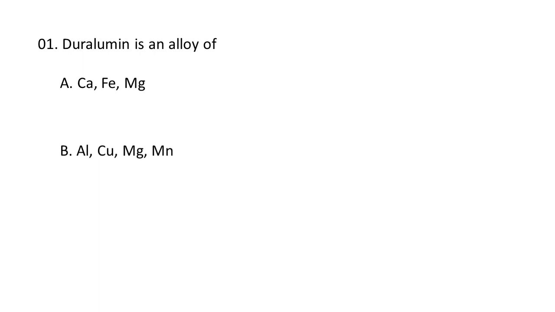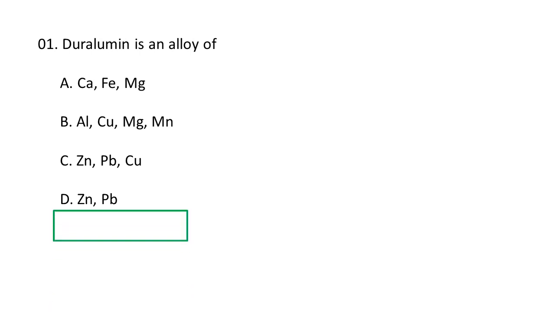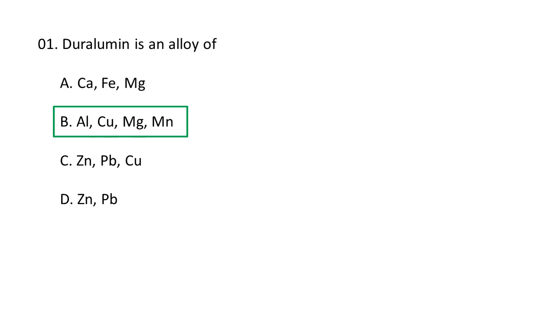Duralumin is an alloy of A. Calcium, iron, magnesium. B. Aluminium, copper, magnesium, manganese. C. Zinc, lead, copper. D. Zinc, lead. So duralumin is an alloy of aluminium, copper, magnesium and manganese. So the correct answer is B. Aluminium is about 95% and copper 4%. Magnesium is around 0.5 to 1.5% and manganese is about 0.5 to 1%. So duralumin is an alloy of aluminium, copper, magnesium and manganese.